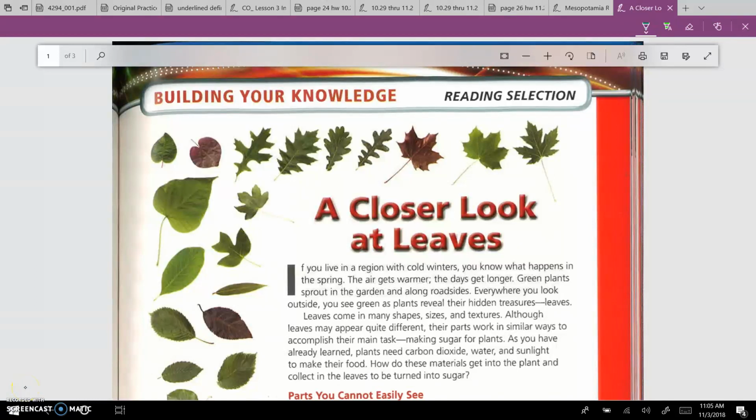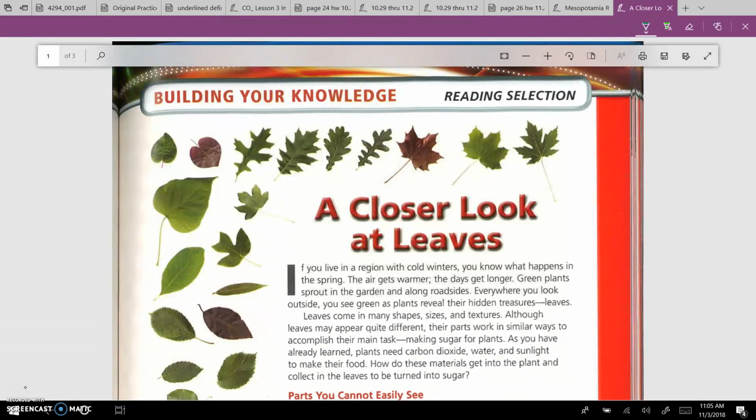Your knowledge, a closer look at leaves. If you live in a region with cold winters, you know what happens in the spring. The air gets warmer, the days get longer. Green plants sprout in the garden and along roadsides. Everywhere you look outside, you can see green as plants reveal their hidden treasures, leaves.